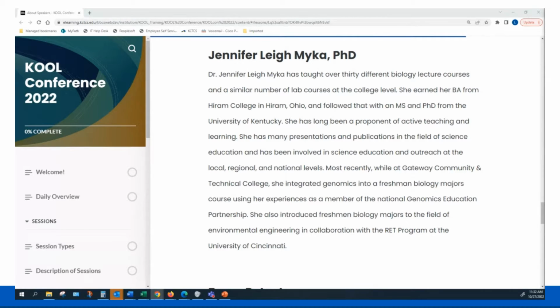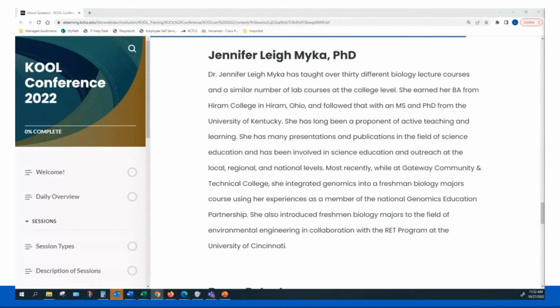She has earned a BA from Hiram College in Hiram, Ohio, and has followed that with a Master's of Science and PhD from the University of Kentucky. She has long been a prominent and active voice in teaching and learning. She has many presentations and publications in the field of science education and has been involved in science education and outreach at the local, regional, and national levels.